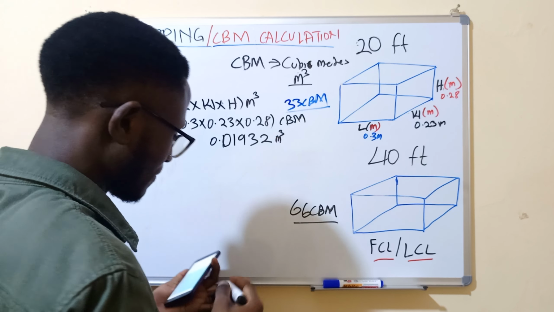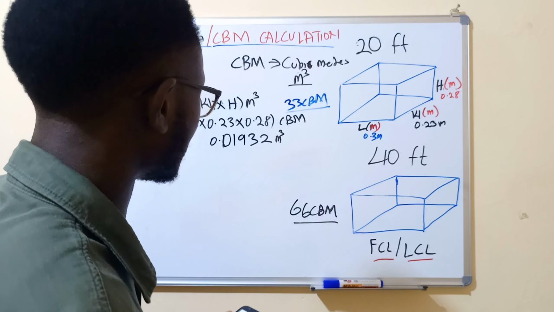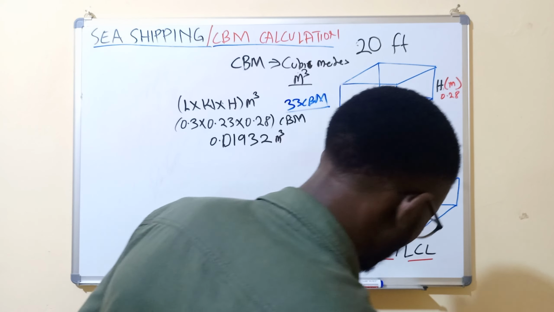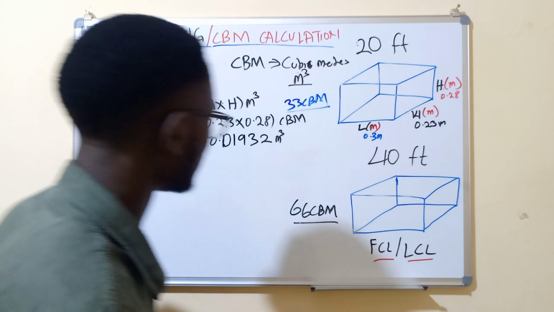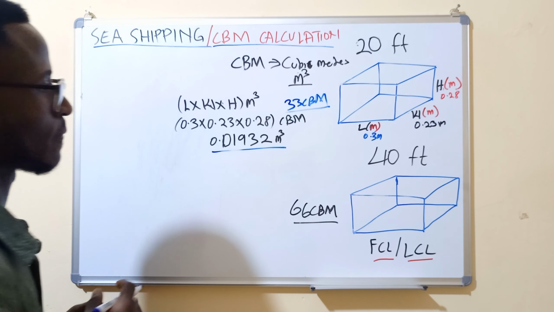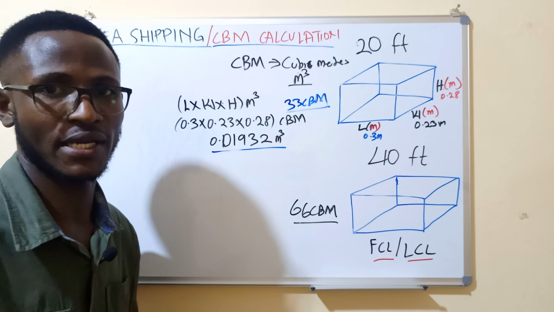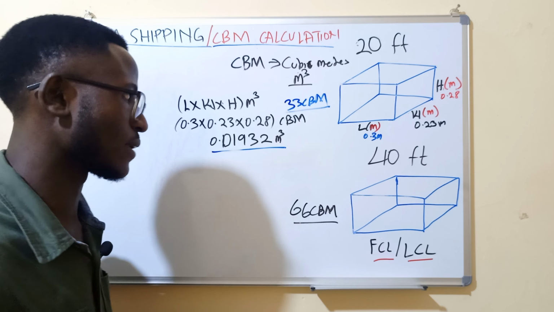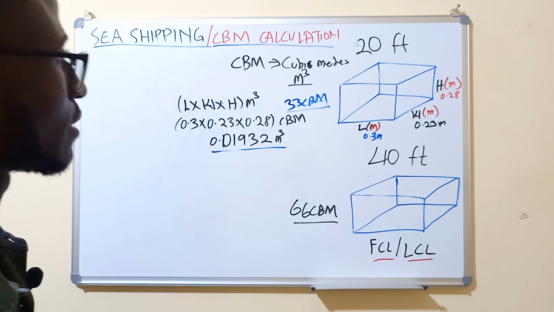This is the same. Now that we have the CBM, which is very paramount, this is what we've been looking for. How much are we supposed to pay? That's the whole question. That's the whole essence of this calculation. How much are we supposed to pay?